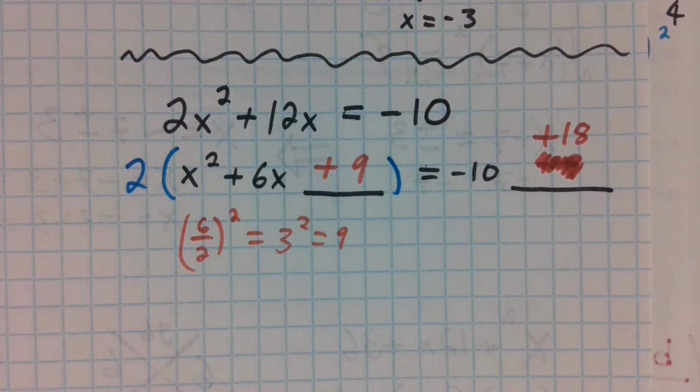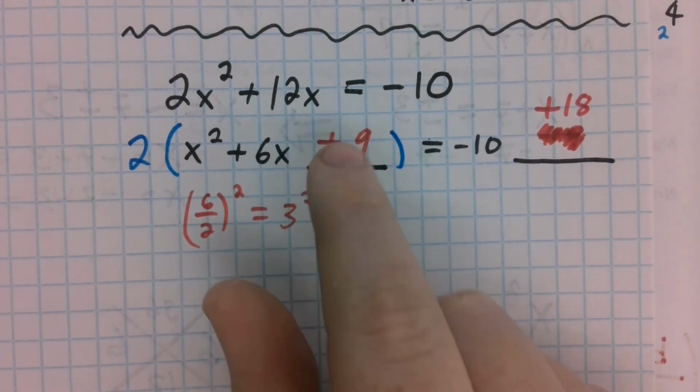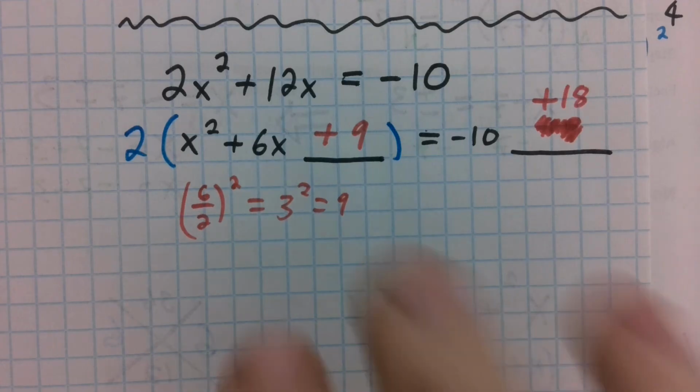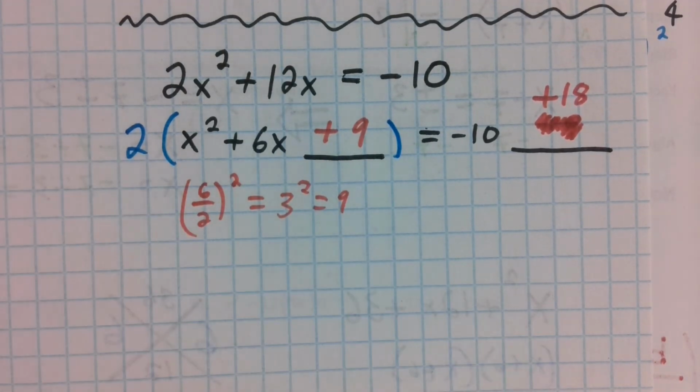I know, super, super weird vibes. But just remember that if we were to expand this back out again, if we were to multiply all these by 2, this number would really be 18. Whatever number you get in parentheses, multiply it by the a value you factored out. Simple as.